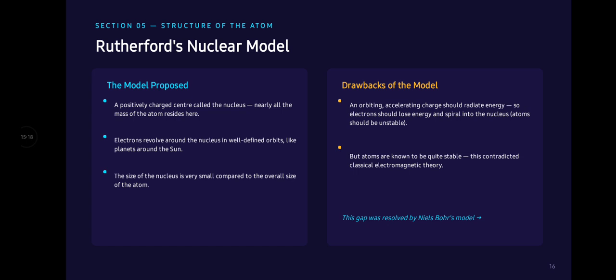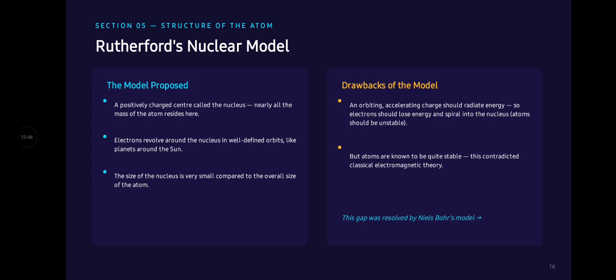So, Rutherford's nuclear model. The model proposed a positively charged center called the nucleus. Nearly all the mass of the atom resides here. Electrons revolve around the nucleus in well-defined orbits like planets around the sun. The size of the nucleus is very small compared to the overall size of the atom.